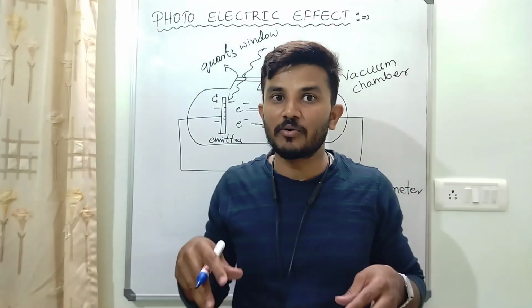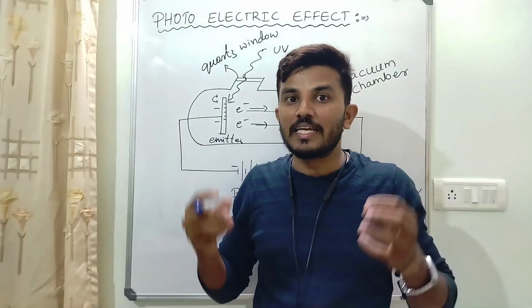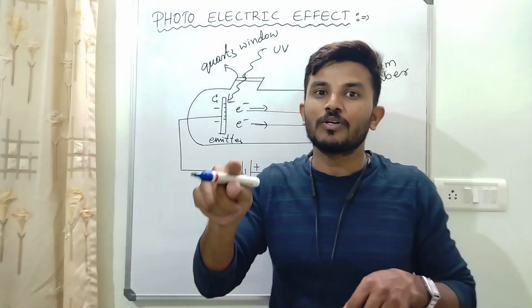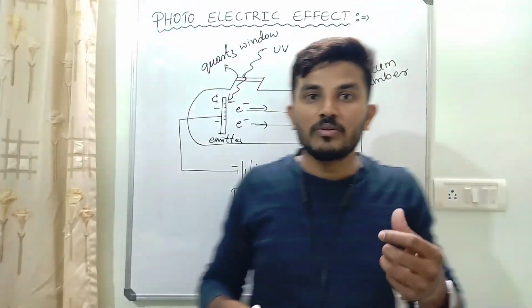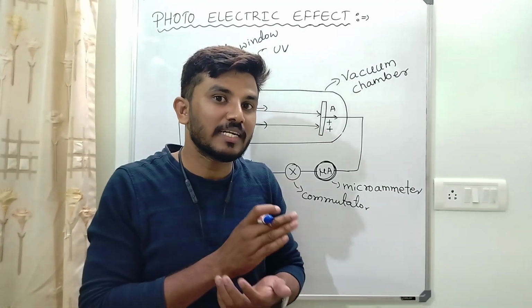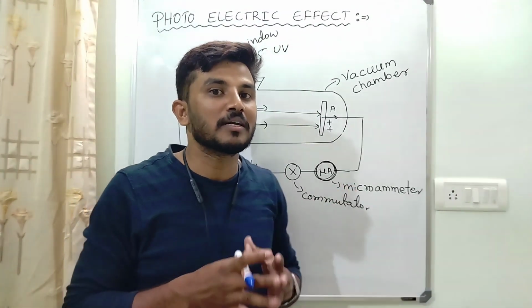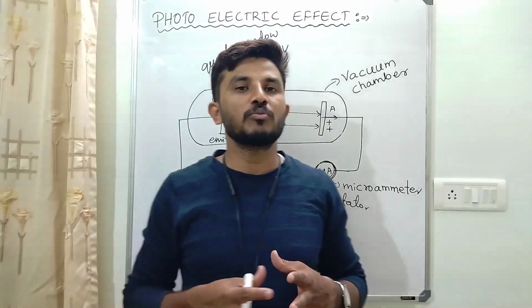So from that he concluded that yes, when UV radiation falls on the emitter plate, the electrons are getting emitted. That is called photoelectric effect. He observed and concluded that electrons are getting emitted by using this microammeter, because it is measuring some current. So this is all about this video, dear students.